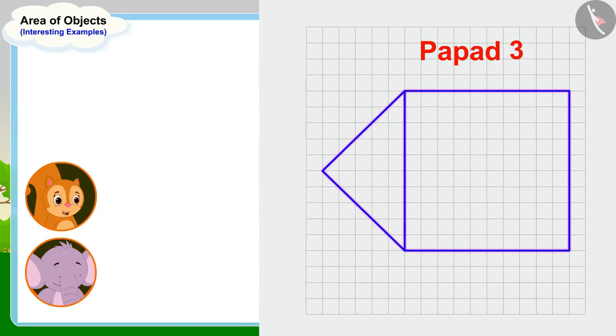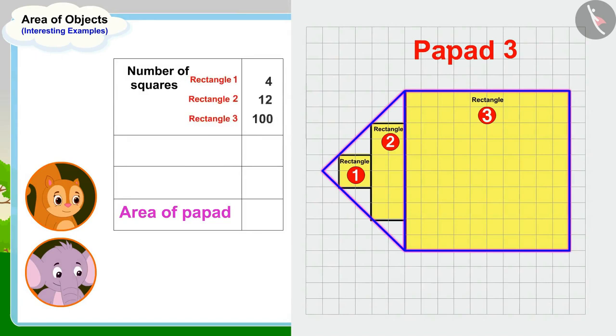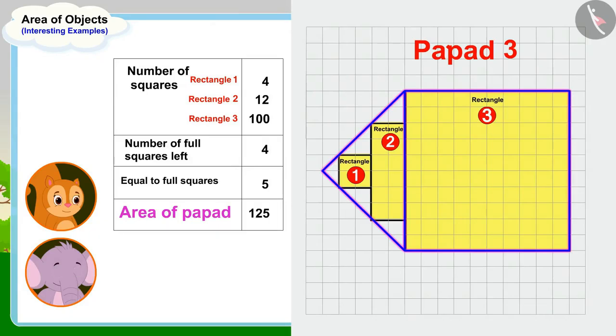Chanda told Appu. Children, can you help Appu and Chanda by finding the area of this papad? If you wish to, you may stop the video and find the answer. We can find the area of this papad by making rectangles and squares in this way. The area of this papad is 125 square centimeters.